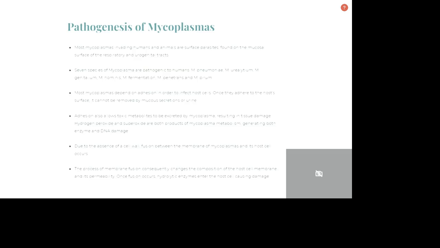So once they adhere to the host surface, it can be really difficult to remove them through mucus secretions or urine. And adhesion also allows toxic metabolites to be excreted by mycoplasma, and it generates a lot of tissue damage. And because of the absence of a cell wall, mycoplasma often fuse with the membrane of the host cell, and this allows hydrolytic enzymes to enter the host cell and cause further damage.